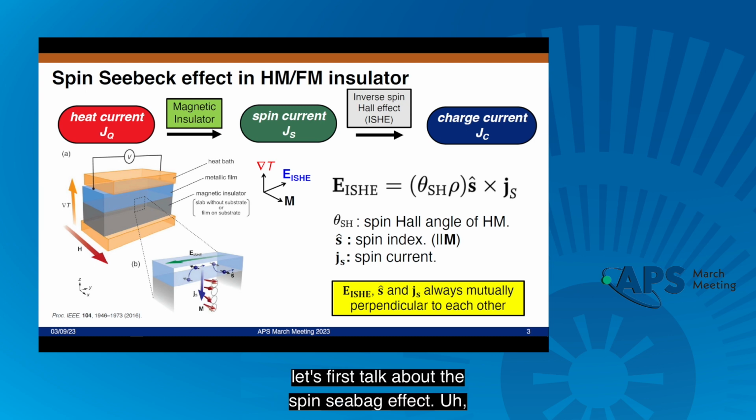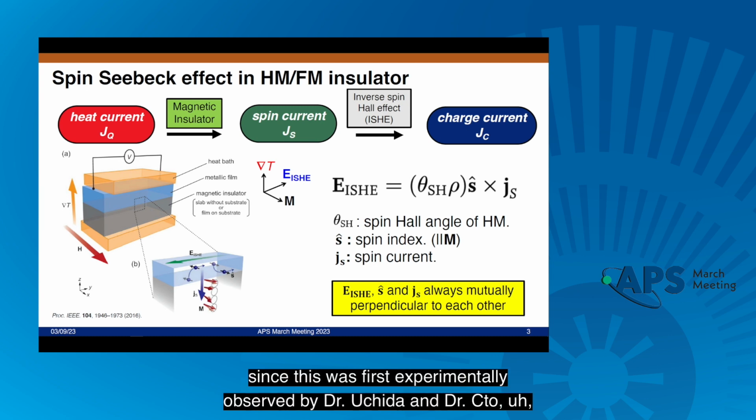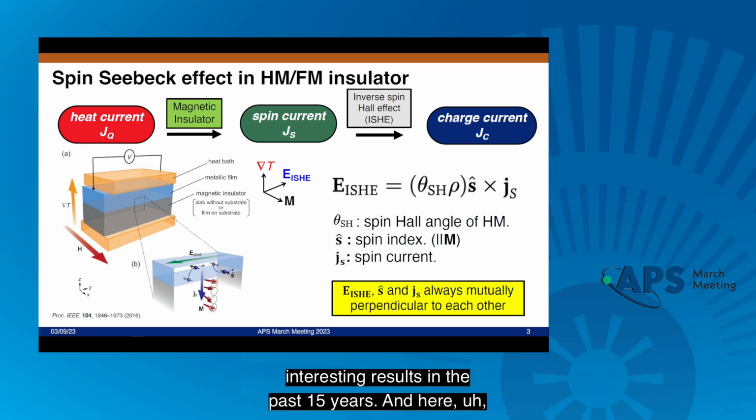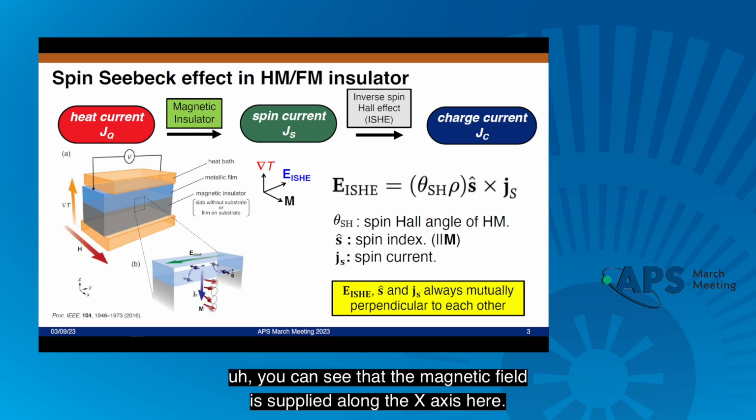Okay, let's first talk about the spin Seebeck effect. Since this was first experimentally observed by Dr. Uchida and Dr. Saito, it has galvanized the entire spin caloritronics community with a lot of interesting results in the past 15 years. Here we show a typical schematic of a spin Seebeck effect device. It consists of three crucial parts: the magnetic insulator layer, the metallic film, and the temperature gradient. And here you can see that the magnetic field is applied along the x-axis.